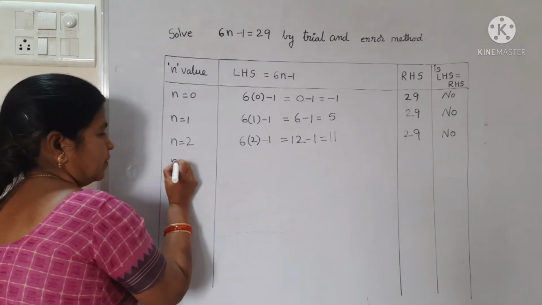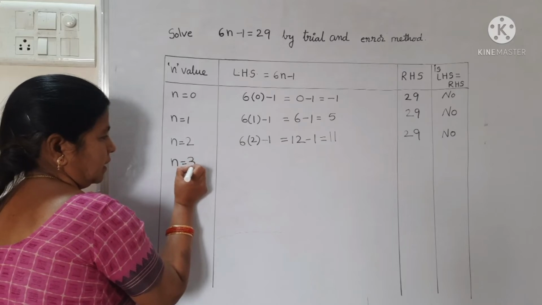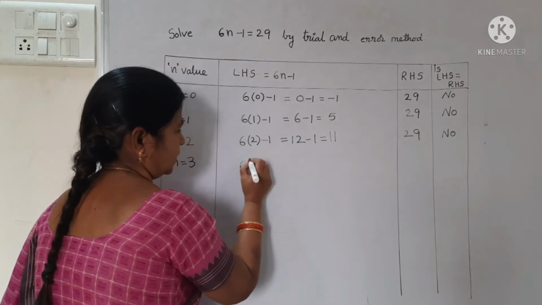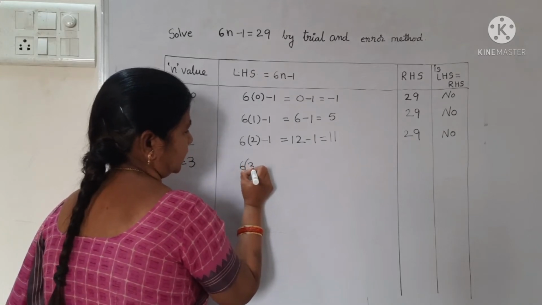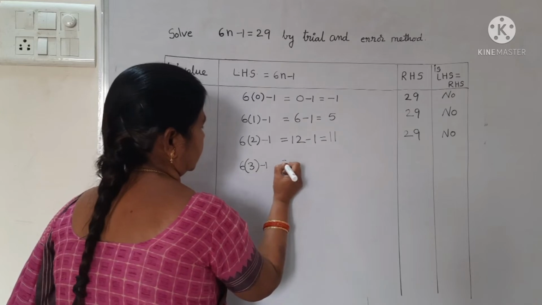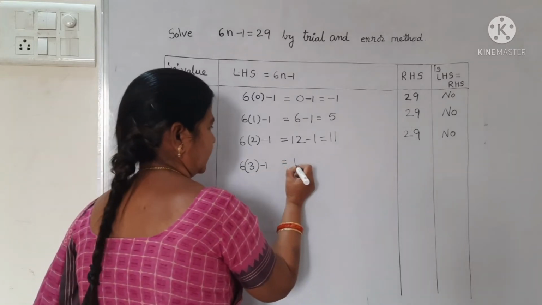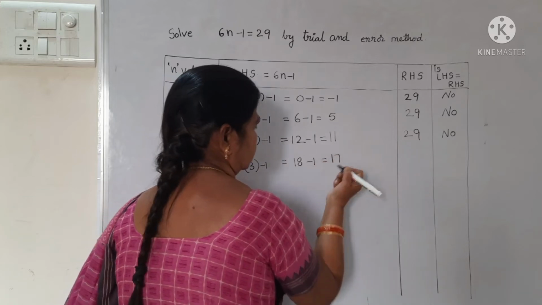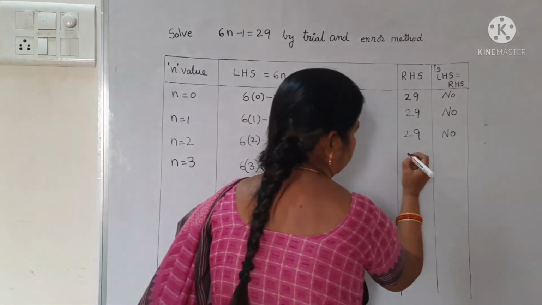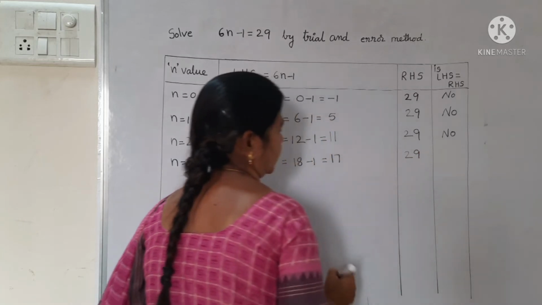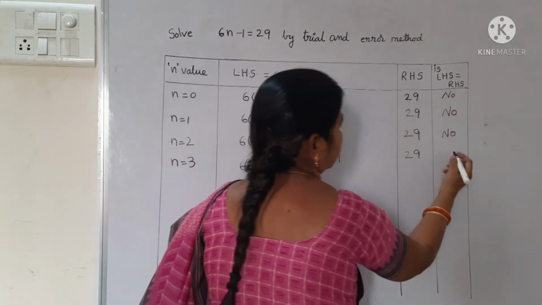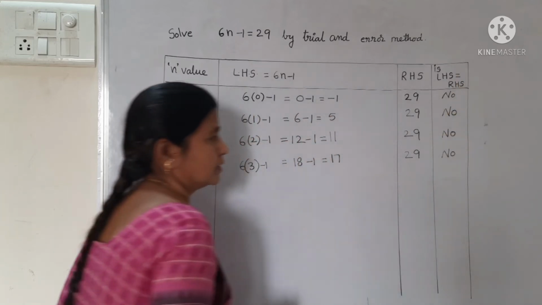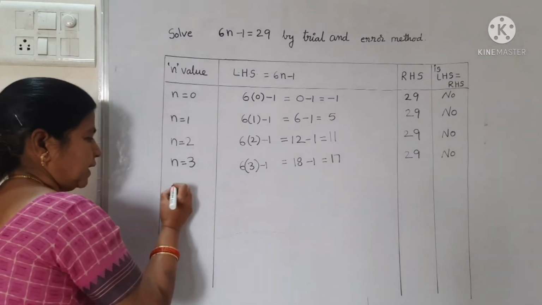And let us take the value 3 for n. Let us check whether 3 is correct or not. Now in the place of n we are writing 3. What we get? 6 3s are 18. 18 minus 1 we get 17. And here in the RHS we have 29 and these two are not equal. So is LHS equal to RHS? No.